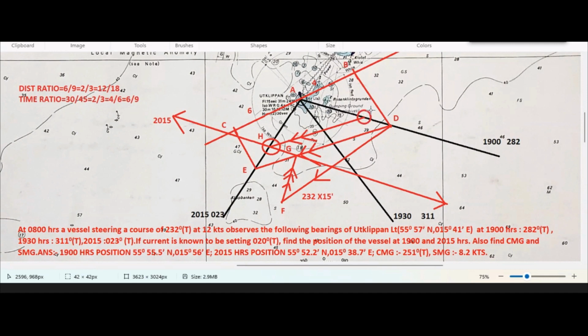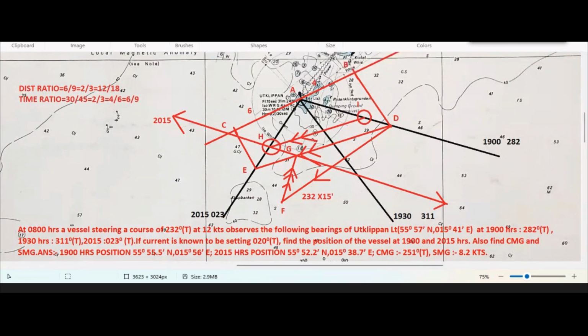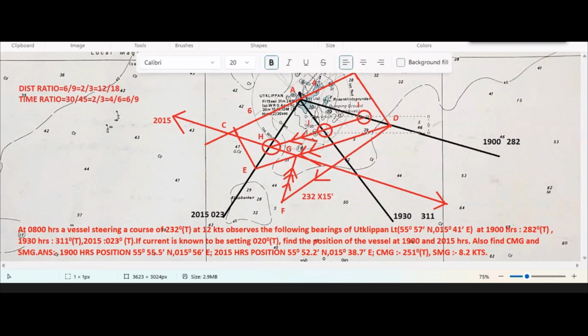This is my circle, I am putting it. This is my vessel's position at 1900 hours. This is I. We got the 1900 hours position, we got the 2015 hours position. If they ask for the 1930 hours position, then this point will be my 1930 position, because the course made good line is cutting the middle bearing. So this is my J, and J will be my position of the vessel at 1930.